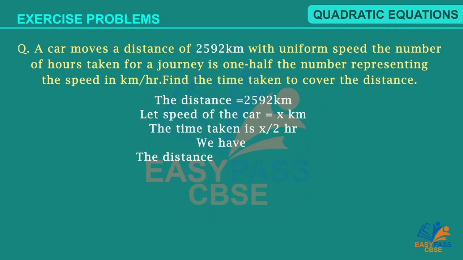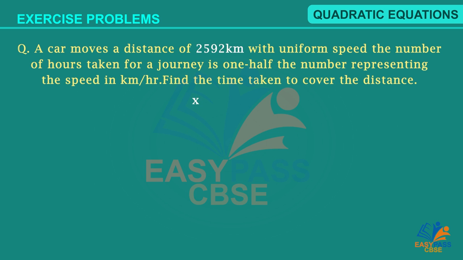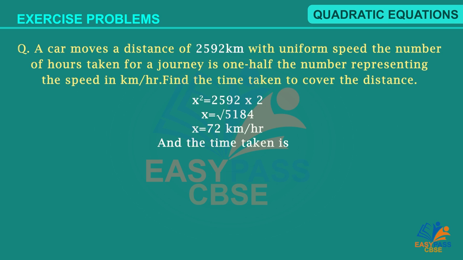We have distance equal to speed into time. Therefore, 2592 is equal to x into x by 2. Or we have x square is equal to 2592 into 2. Or x is equal to root of 5184. Or x is equal to 72 kilometers per hour. And the time taken is x by 2. That means 72 by 2 is equal to 36.